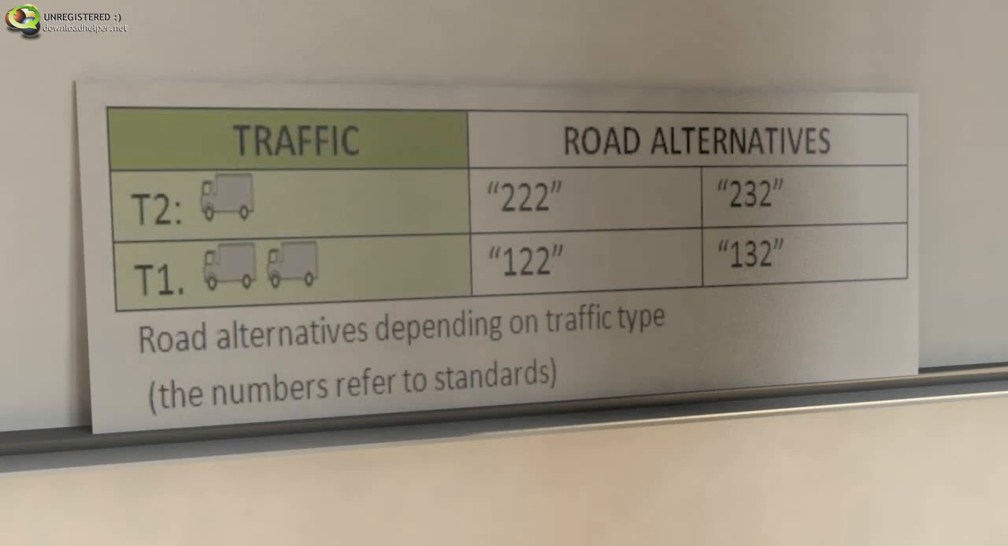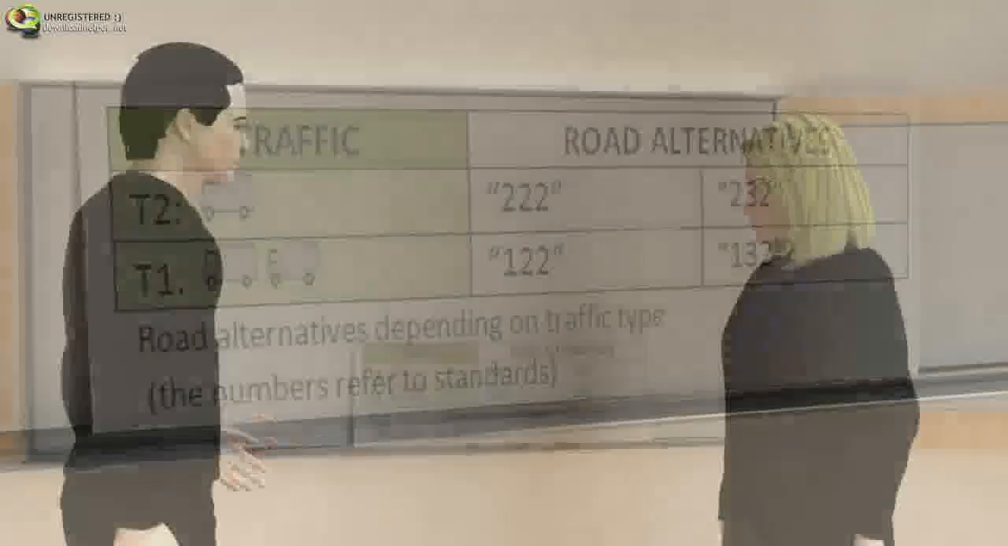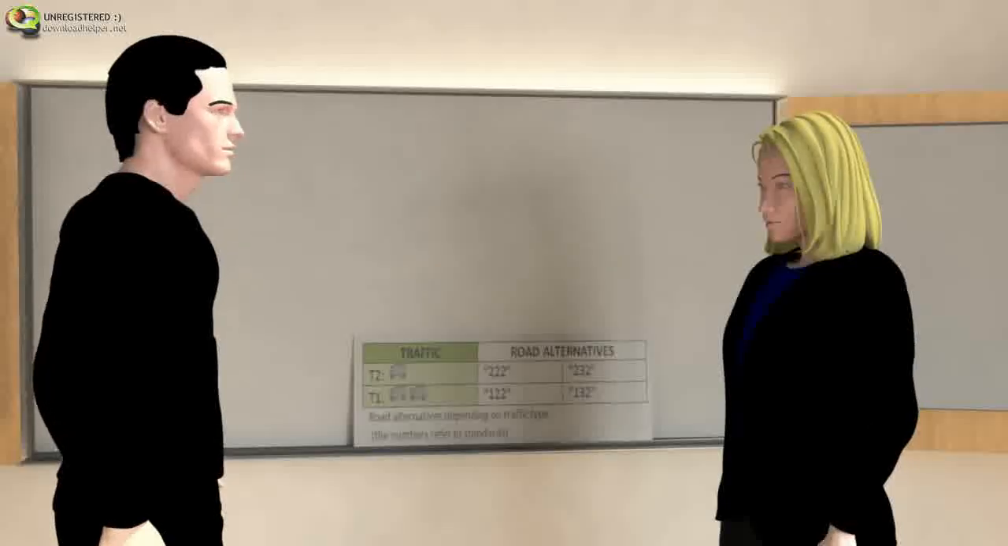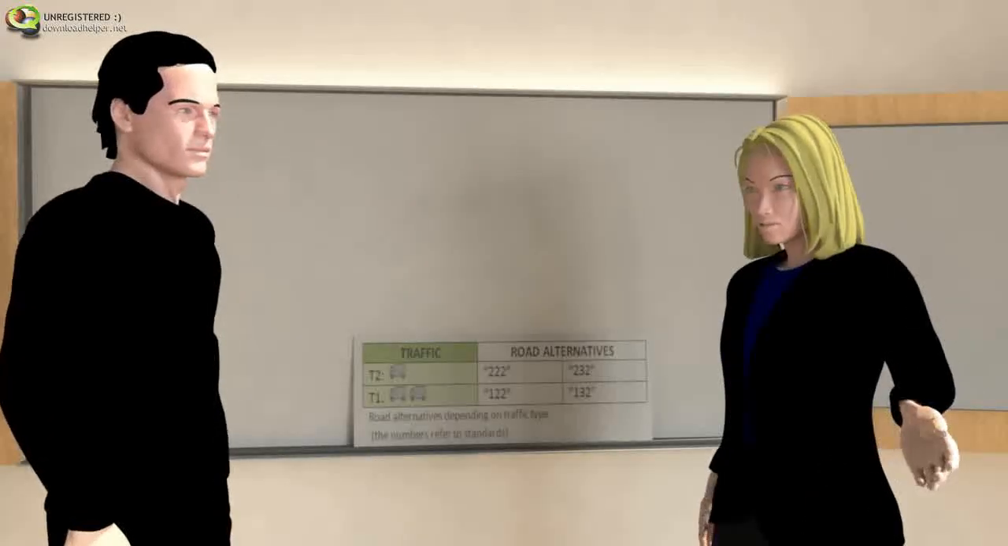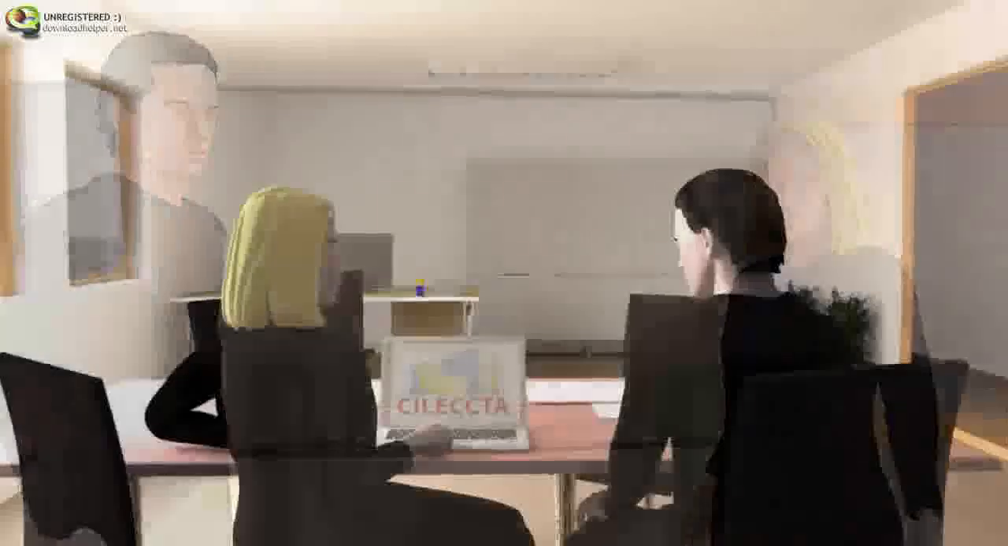When building a road, you can construct it from scratch, or more often you need to upgrade an old road to accommodate the new growing traffic. The natural upgrade for a 222 type of road is to become a 122, and the natural upgrade for a 232 is to eventually become a 132 type of road. Let's use the Cileccta software to run a simulation of these scenarios.